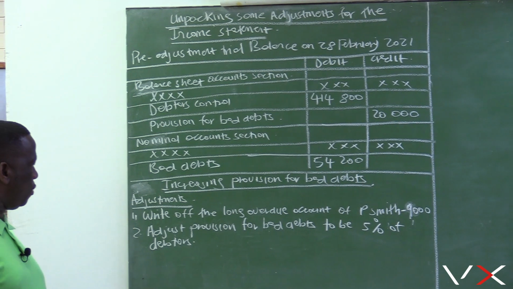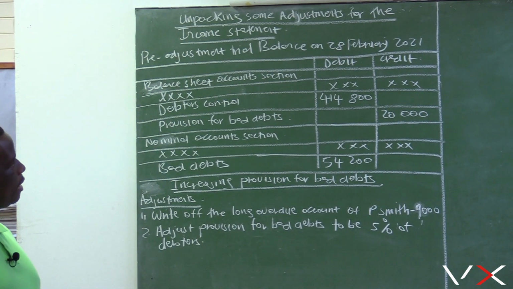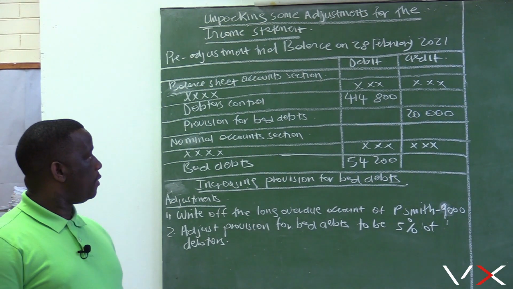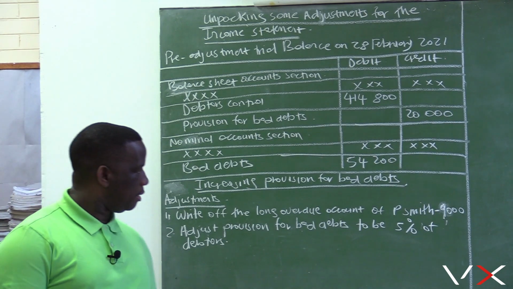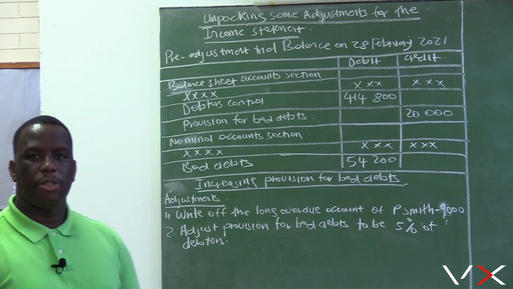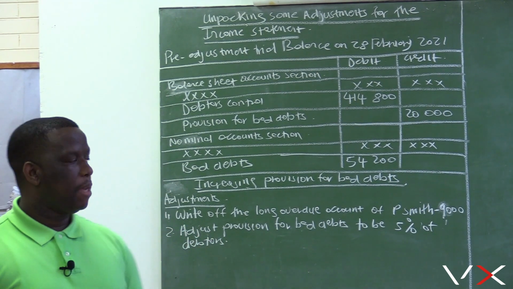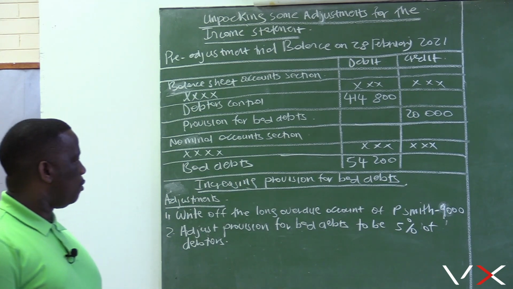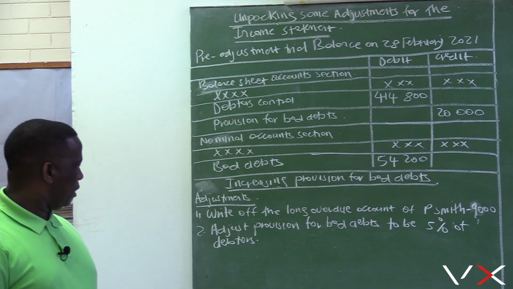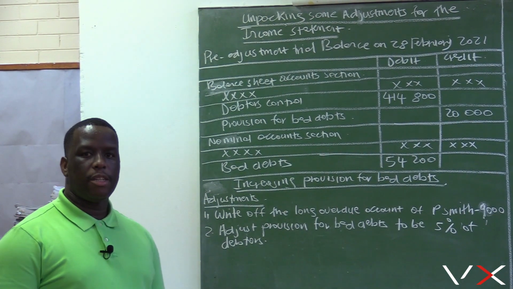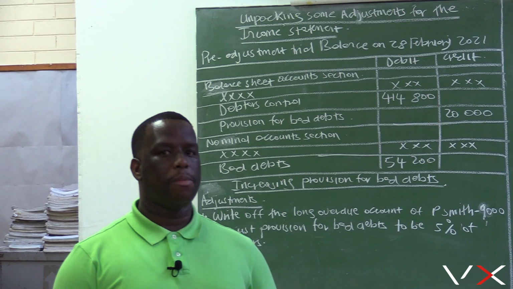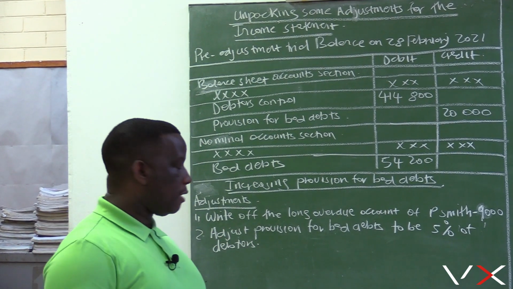Today I have decided to just draft an example on the board wherein we are unpacking some of the adjustments for the income statement. And the adjustment I am focusing on today is provision for bad debts. This provision for bad debts, you can get it from grade 10, 11 and 12. So it's very important that learners need to be clear as to how you go about solving an adjustment that has got to do with provision for bad debts.